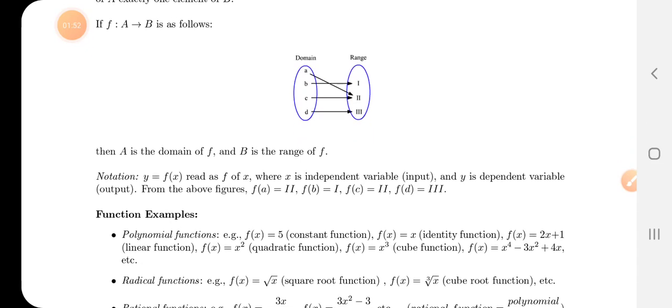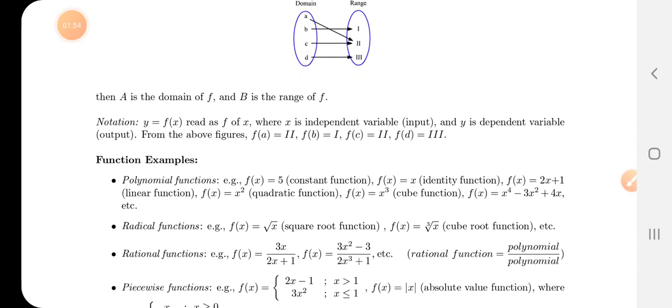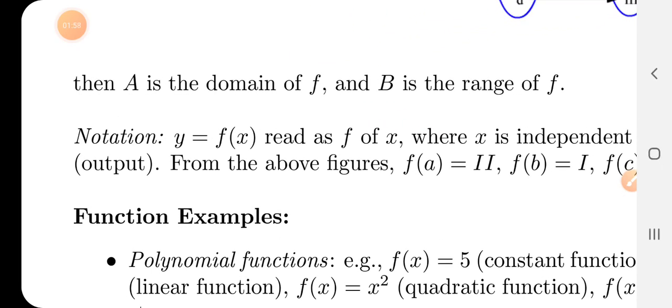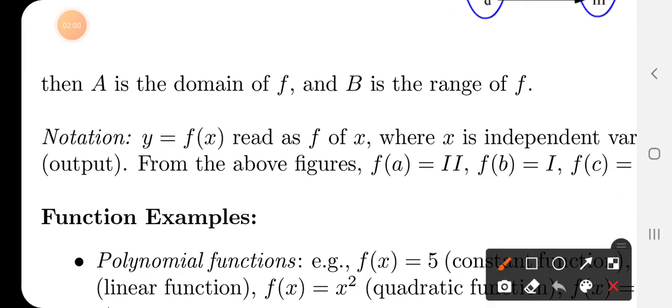And for notation, the formal notation for this function, we write it as f of x, and we read it as f of x. It means f is a function of x, where x is the input, the independent variable, and y is the output, which is the dependent variable because it depends upon this input, which is the independent variable.